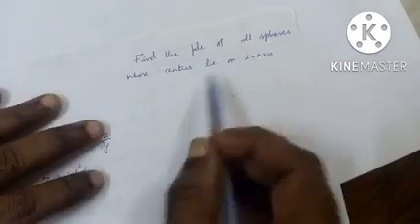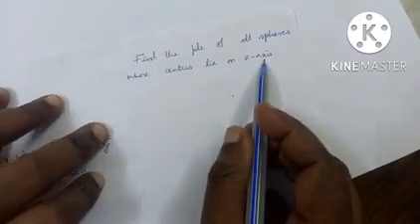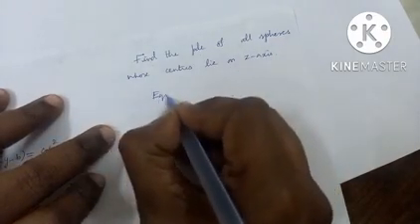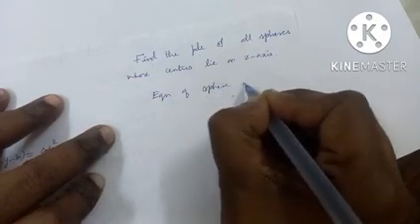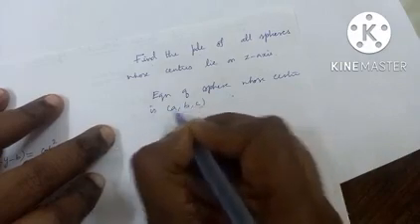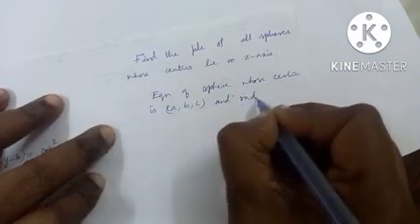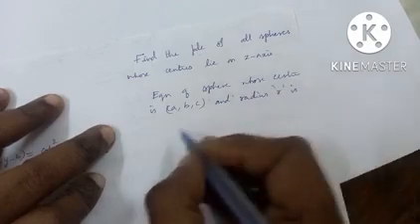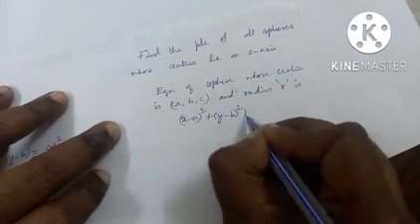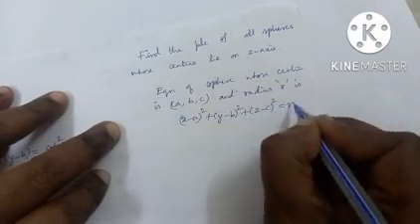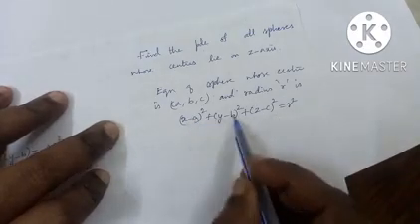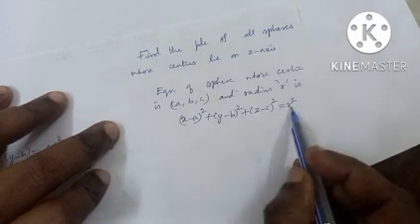Find the PDE of all spheres whose center lies on the z-axis. So we know the equation of a sphere, right? The equation of a sphere whose center is (a, b, c) and radius r is (x minus a) whole square plus (y minus b) whole square plus (z minus c) whole square equal to r square. So this is the general equation of a sphere with center (a, b, c) and radius r.